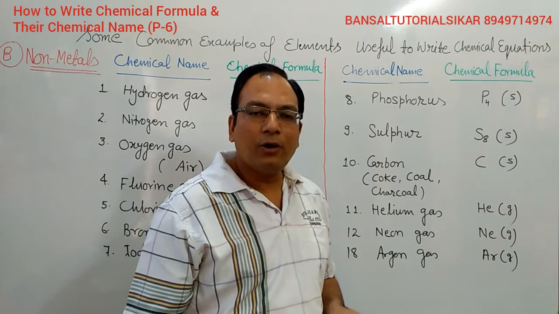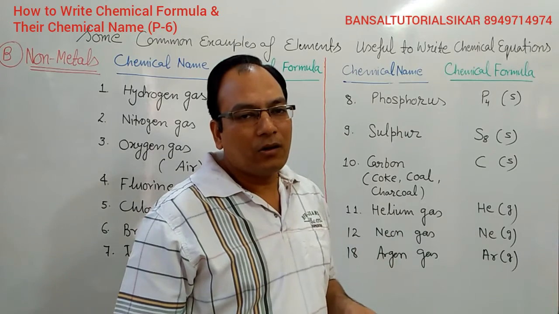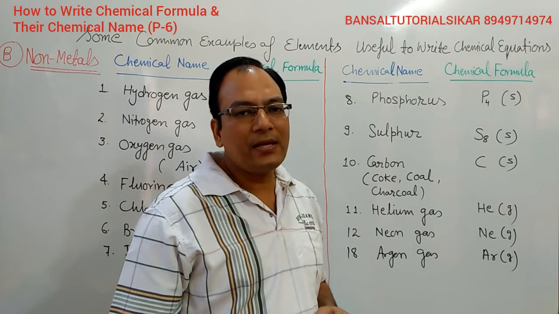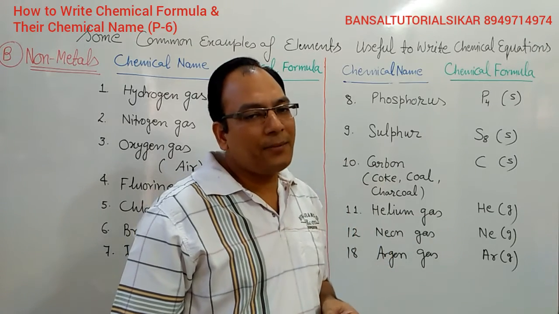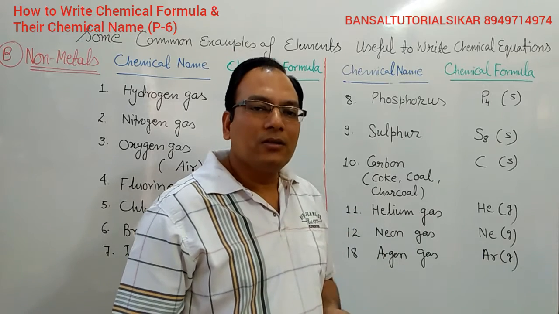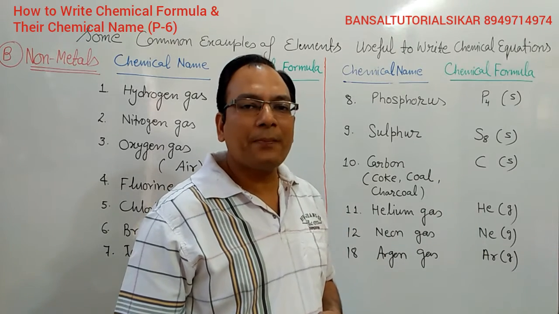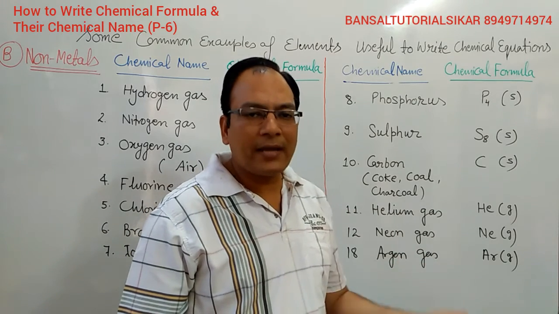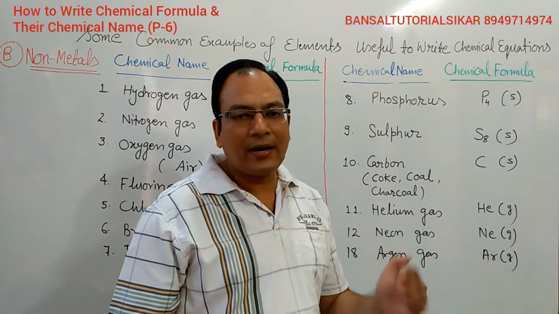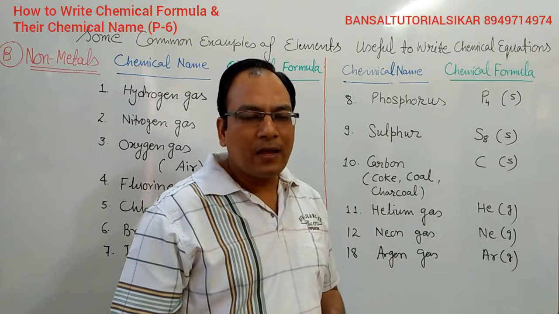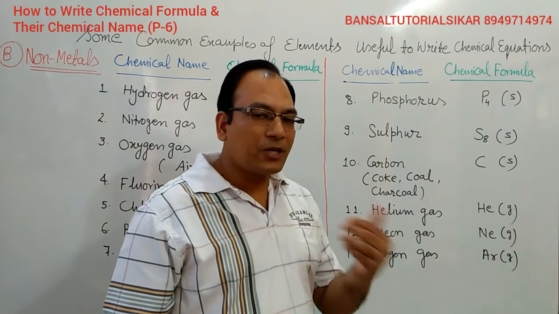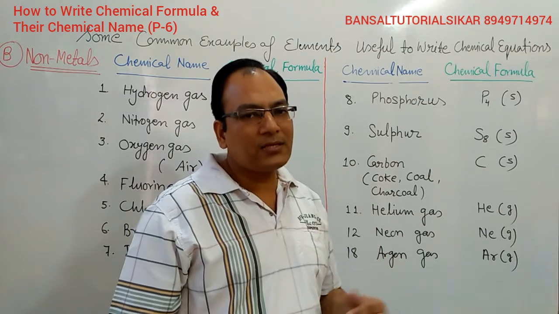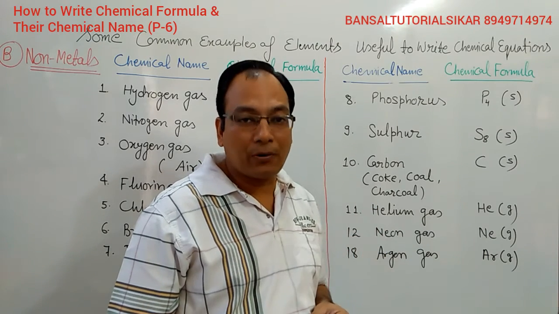So students, I hope that you are clear about the elements. These are the common examples of elements which we will see in our chemical reactions. In the next lecture, we will discuss some common examples of compounds, their chemical names and chemical formulas, that are covalent compounds and ionic compounds. First, we will see covalent compounds, some common covalent compounds, and then we will see ionic compounds. Especially ionic compounds will be encountered in our chemical reactions. And also we will see how to write the chemical formula of ionic compounds.